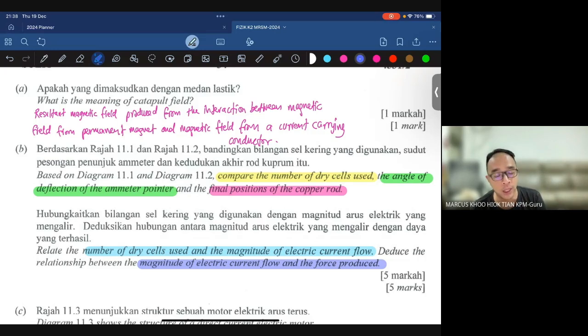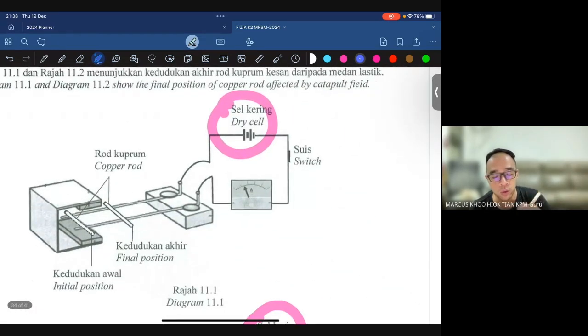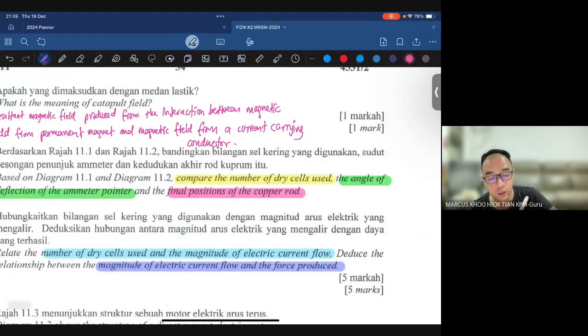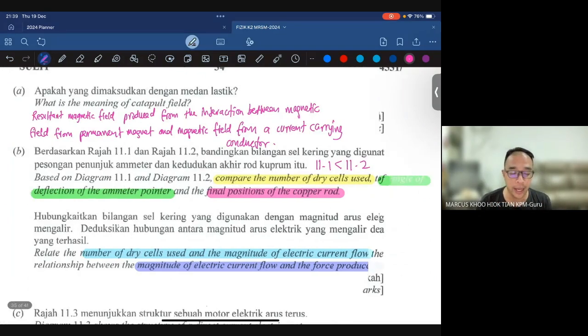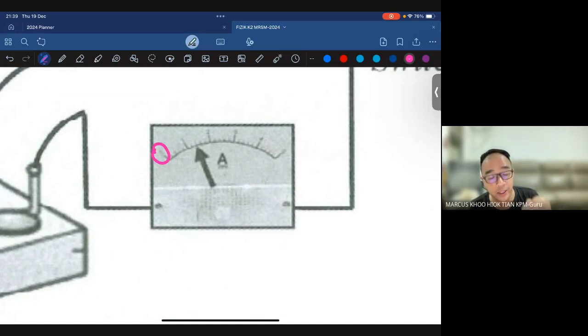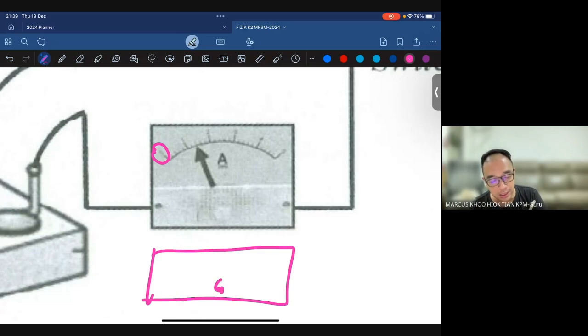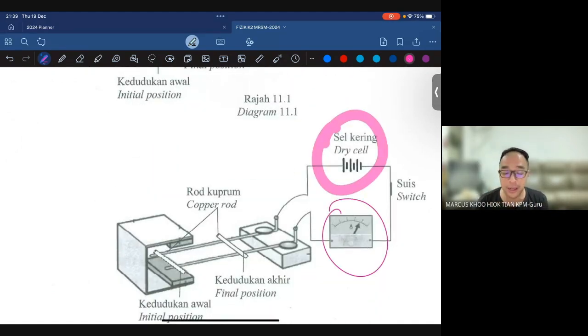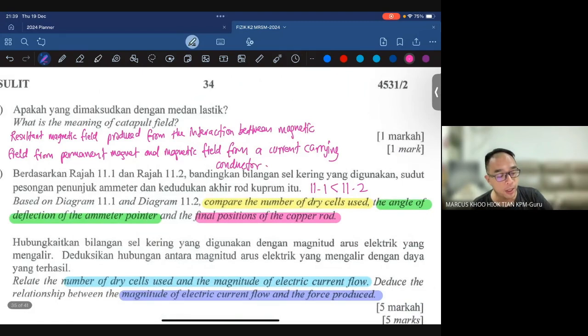Let's follow the question. Compare the number of dry cells. Kalau 11.1, 2 sel kering. 11.2, 3 sel kering. So when you compare, 11.1 is less than 11.2. I think this is very simple. The angle of deflection. This is an ammeter, people. Ammeter starts from 0. The other day, we were looking at galvanometer. Galvanometer, the 0 is in the center. So be very careful of this difference. In terms of the deflection, 11.2 has a bigger deflection lah. So 11.1 is smaller than 11.2.